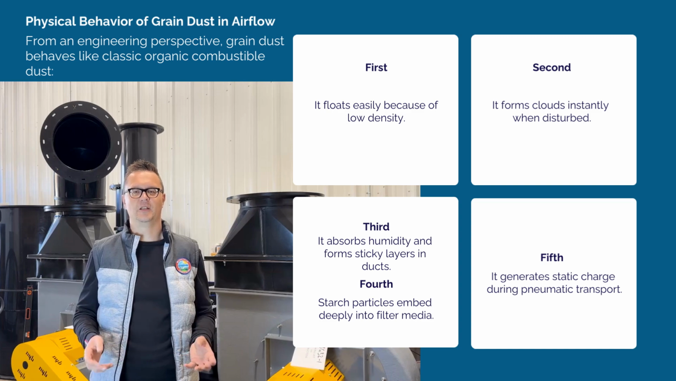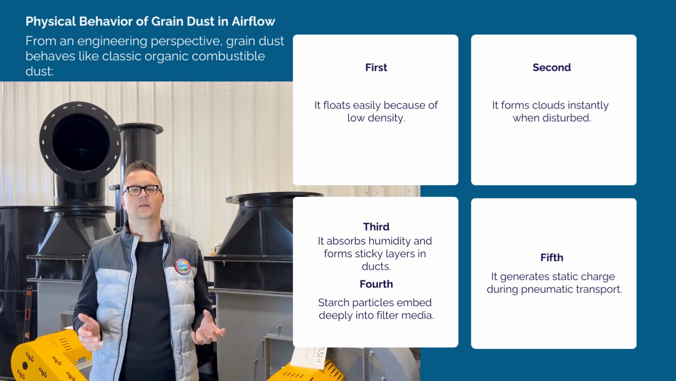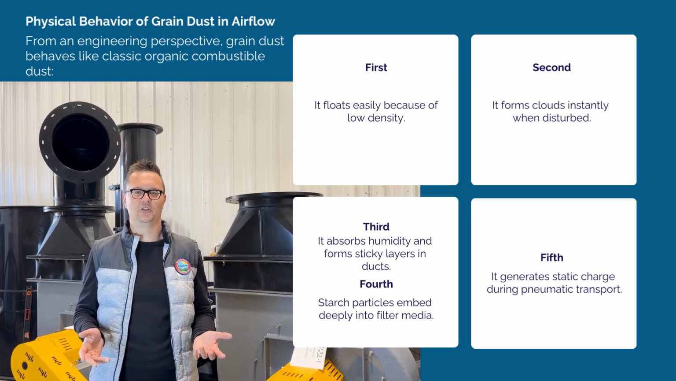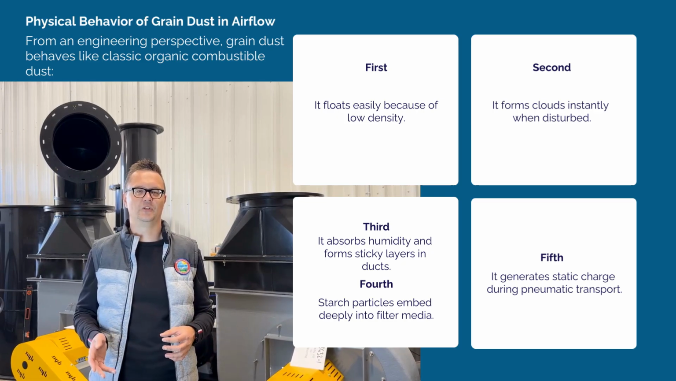Physical behavior of grain dust in airflow. From an engineering perspective, grain dust behaves like classic organic combustible dust. First, it floats easily because of low density. Second, it forms clouds instantly when disturbed. Third, it absorbs humidity and forms sticky layers in ducts. Fourth, starch particles embed deeply into filter media. Fifth, it generates static charge during pneumatic transport. This is why I design duct velocities from 4,000 to 5,000 feet per minute for cereal dust.